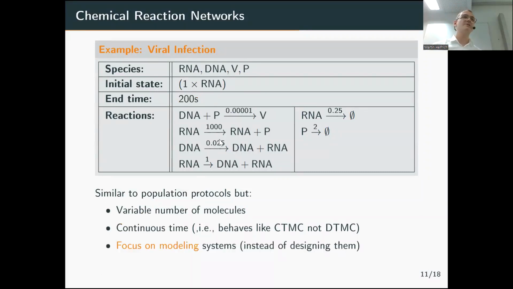And then the last major difference between chemical reaction networks and population protocols is the focus. They have different use cases. Specifically, population protocols are designed to do a specific thing, for example, compute majority. Whereas a chemical reaction network is usually used to model a system so we can try to understand it better, right? So in this case, we're modeling a viral infection in a cell, and we want to understand how fast the viruses grow and spread and produce more virus molecules.